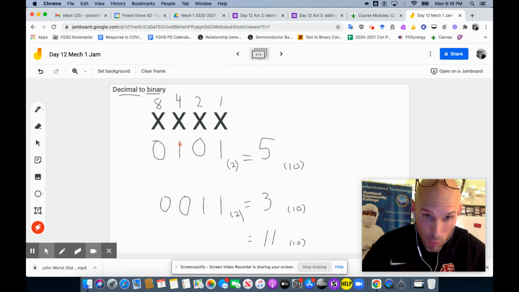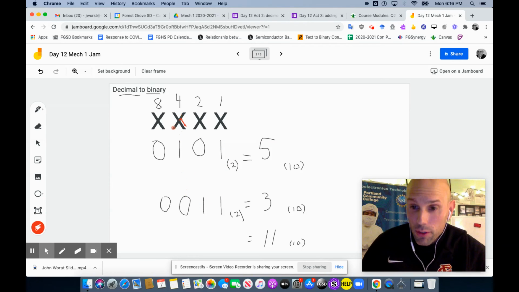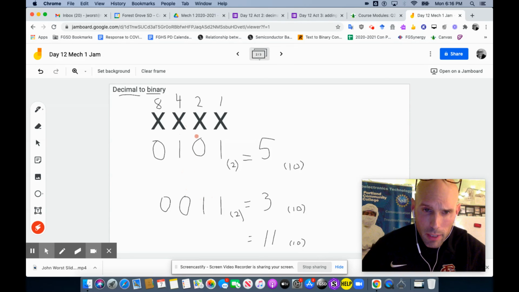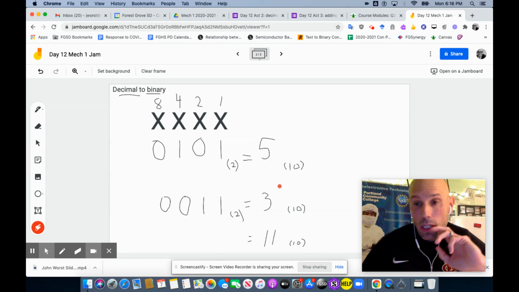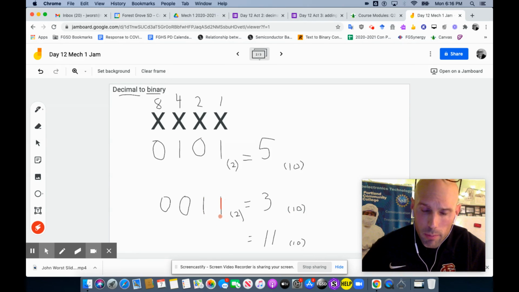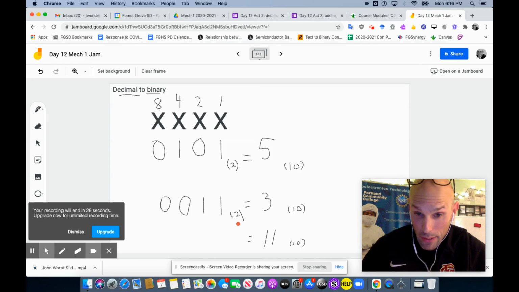So the 4's place was too big. So the first place I used was the 2's place. So I turned that bit on by making it 1. Remember, we learned on is 1, off is 0. And we also turned on the 1 bit. So the 2 bit plus the 1 bit makes 3. So there you go.